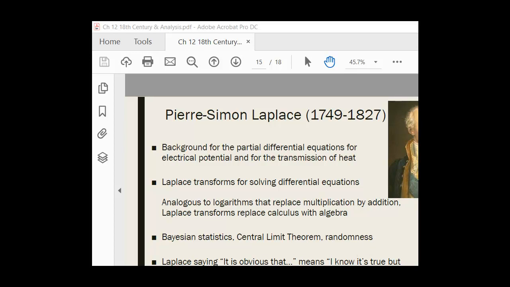Fun fact, Laplace was fond of saying things like "it's obvious that" or "one can clearly see" when he writes, and his readers quickly discovered what he really meant was, "I know it's true, but it'd be tedious or clumsy or time-consuming to prove, and I don't really want to do it." Things that he said were obvious really were not at all obvious.